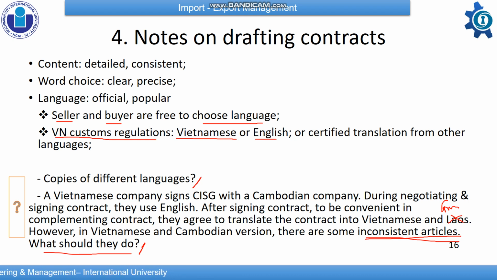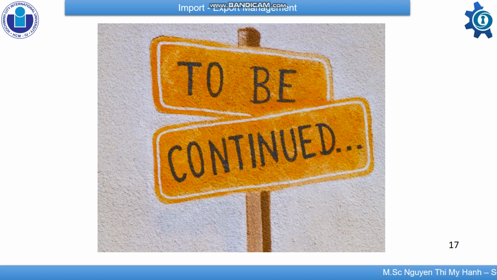Okay, that's it for our lesson today. So please go back and help me answer those questions. Then I will answer you in the Zoom meeting. Thank you. We will continue with the next part, the final part about the contents. That is the general information about the CISG. So in the next lesson, we will learn how to write it in specifics.